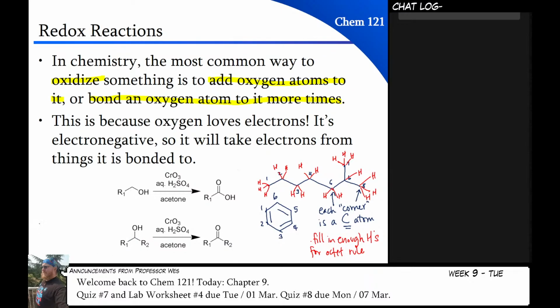How do we determine whether this was an oxidation or not? And the answer is to either add oxygen atoms or make more bonds to oxygen. So here I have 1 oxygen, but afterwards I now have 2 oxygens. So this would be an oxidation, because I got an oxygen in there somehow. And in order to do that, it needs electrons, and it takes them from everything else that's there.